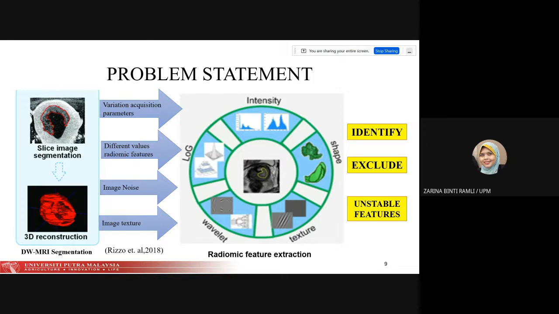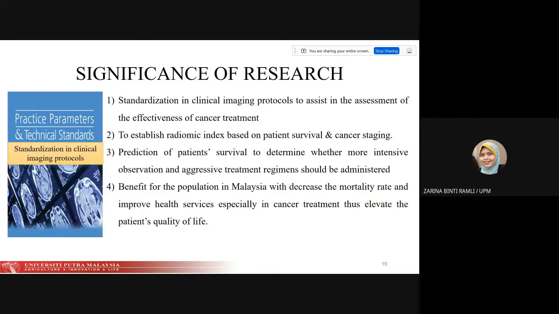And machine learning is a tool that leads to the selection of appropriate features and to develop the classification of cervical cancer staging. The significant indices standardize the clinical imaging protocol in the assessment of the effectiveness of cancer treatment, and establish the radiomics index based on patient survival and cancer staging to predict patient survival, to determine whether more intensive observation or aggressive treatment is needed or should be administered to the patient.